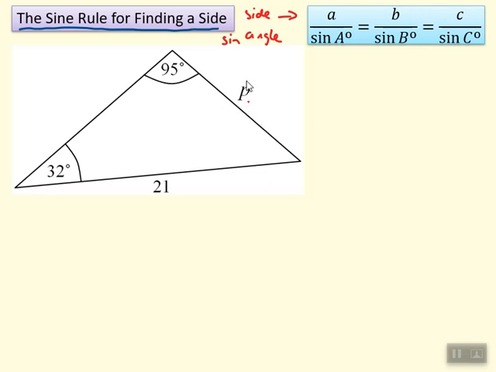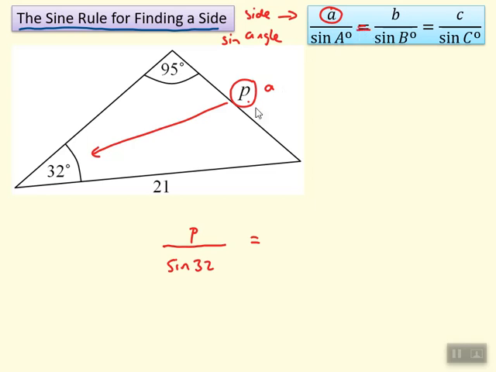I want to work out this side here, so I'm going to write that side first. That could be A, B, or C, and I'm going to put the divide sign. For example, that might be my side A, but I don't know it. On the bottom of that fraction, we need to write the sine of its opposite angle. So that's sine 32. This is the side I want to know, and I'm going to divide it by the sine of its opposite angle, which is 32. Now, I'm going to put an equal sign.